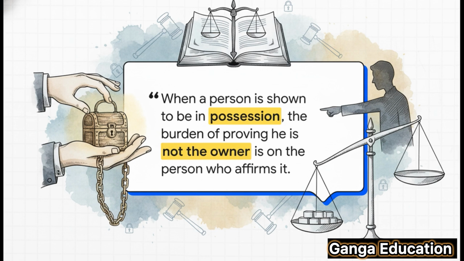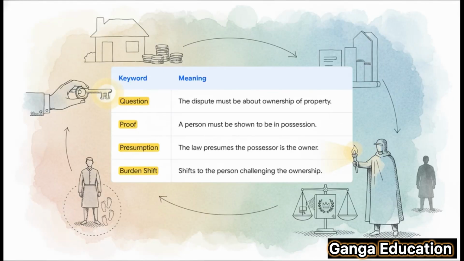What does that really mean? It's quite straightforward, actually. If you are in possession of something, the law's first guess, its presumption, is that you're the owner. And just like with Section 112, we can break this one down into 4 essential parts. First, the case has to be about who the real owner is. Second, it has to be proven that someone is currently in possession of that thing. Third, the law then steps in and creates a presumption of ownership. And finally, this puts the burden on the challenger. Anyone who wants to dispute that ownership has to be the one to prove their own case.